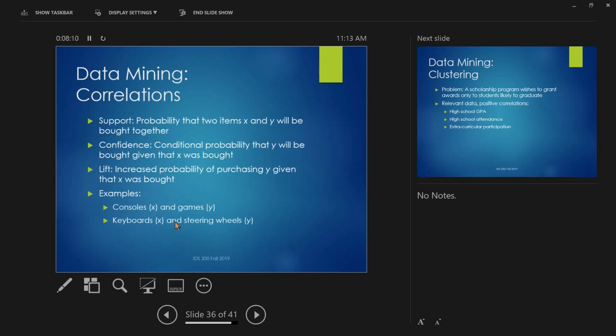And the lift is the increased probability of purchasing Y given that X was bought. So if normally 60% of random people going to McDonald's are buying fries in some transaction, and I know that if somebody buys a Big Mac there's an 80% chance, lift is usually expressed as a ratio. So the probability of purchasing Y would be 80% divided by 60%, or one and a third, 133%. That would be the lift. That's how those three work.